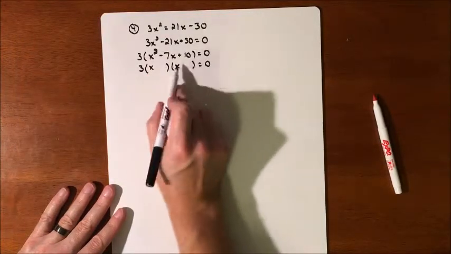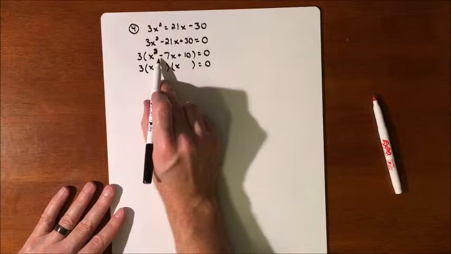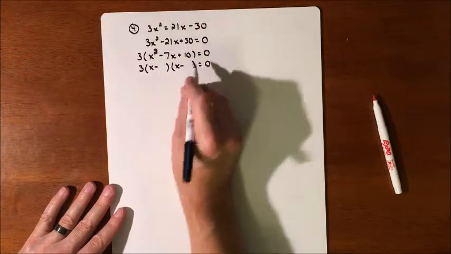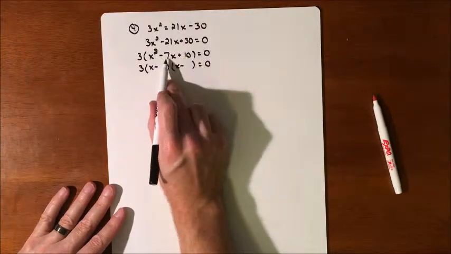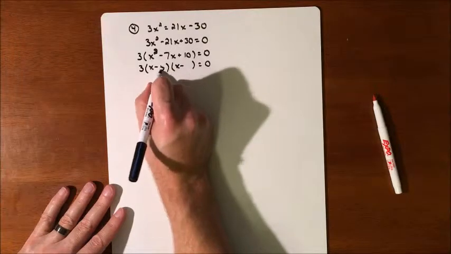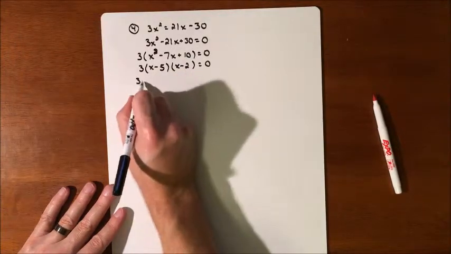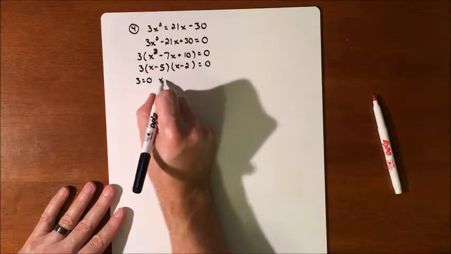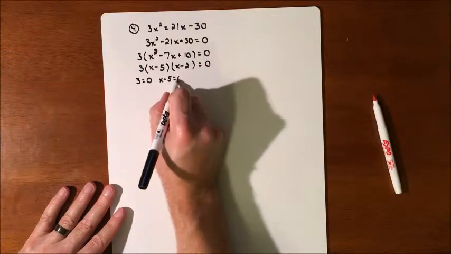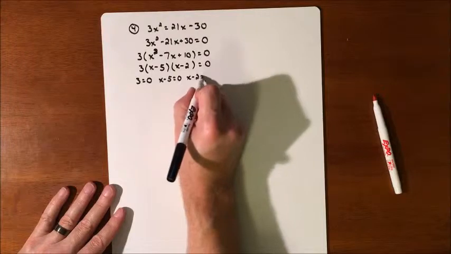So this tells us the signs are the same. This tells us they're both negatives. And we need numbers that multiply to 10 that add to negative 7. It's going to be a 5 and a 2. So we set each factor equal to 0. X minus 5 equals 0. X minus 2 equals 0.